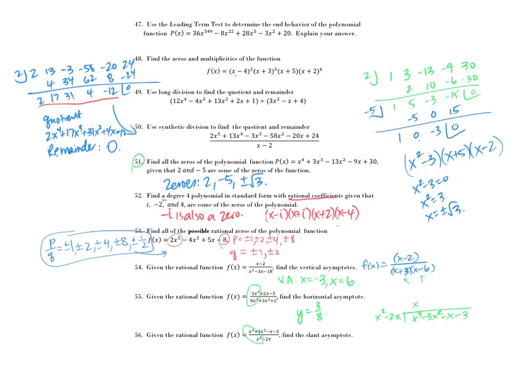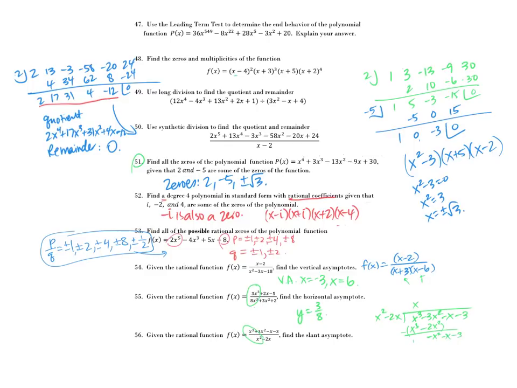X times x squared is x cubed. X times negative 2x is negative 2x squared. I want to subtract all of that. So I'm going to get 0. Negative 3x squared plus 2x squared will be negative x squared minus x minus 3.